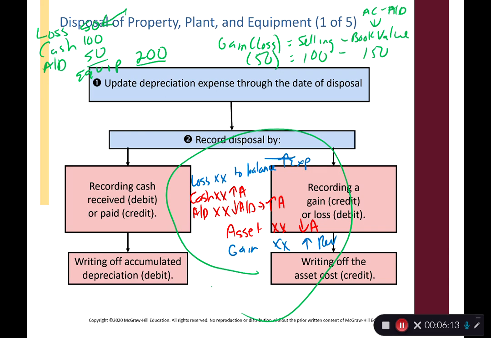should make sense. If we get money, money goes up. We have to get rid of the contra asset. To get rid of contra assets, you debit them, and then to get rid of assets, you credit them. Then if there's a difference between my debits and credits, I either am going to result in a debit to a loss or a credit to a gain to make it balance.